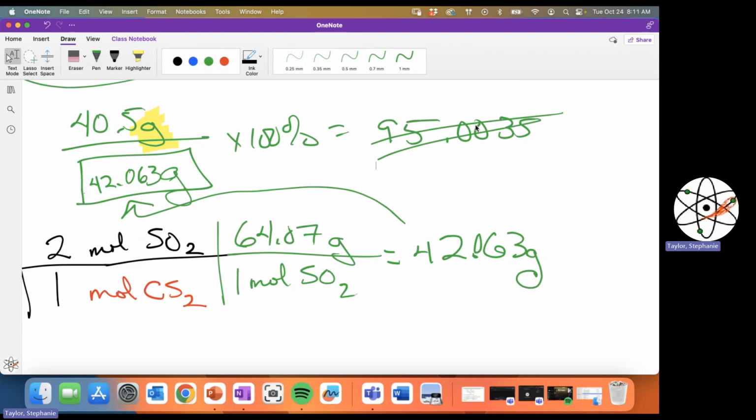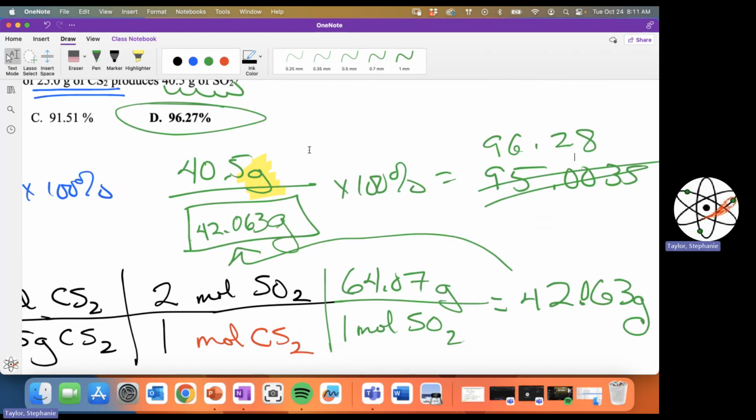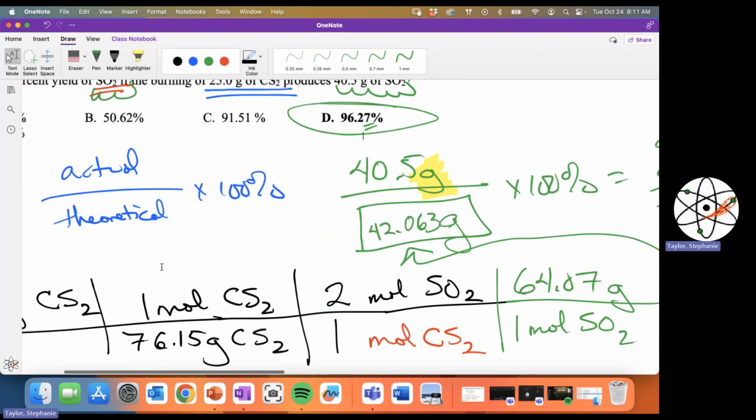So now that I have 42.063 on the bottom, let's see what happens. Now I get 96.28. Am I closer? There we go. I'm still a little off, but it's closer. Being wrong in the last digit, I am not worried about. Okay, so I wrote one number and that got me off a little bit, but I fixed it. So now we're better off.